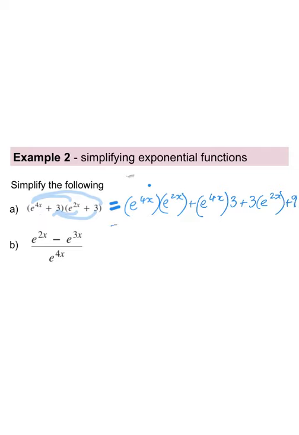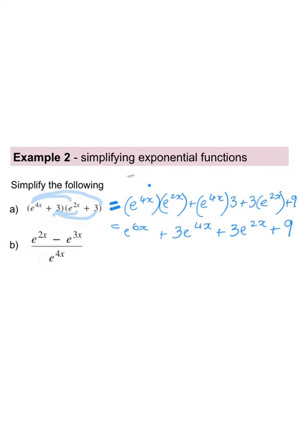Now let's tidy this solution up a little bit. When the bases are the same, you maintain the same base and you add the indices together. So now we're looking at 4x plus 2x becomes e to the power of 6x plus 3 times, let's put the 3 in front, e to the power of 4x plus another 3 times e to the power of 2x plus 9. Now, when we look at these terms here, you'll notice that the indices are not identical, so therefore we can't simplify them any further than they are currently, and we'll leave it in that form.